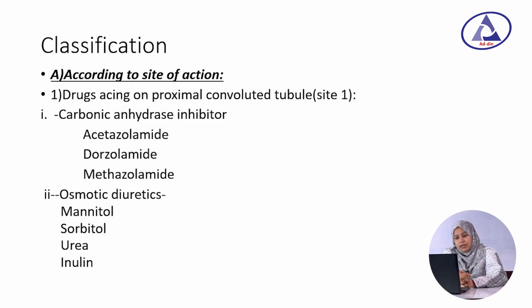What are the names of these? Carbonic anhydrase inhibitors are acetazolamide, dorzolamide, methazolamide, etc. And osmotic diuretics are the diuretics that cause osmosis, and they excrete water by the process of osmosis. We will discuss this later. And now we will learn the names of the osmotic diuretics. These are mannitol, sorbitol, urea, inulin, etc.